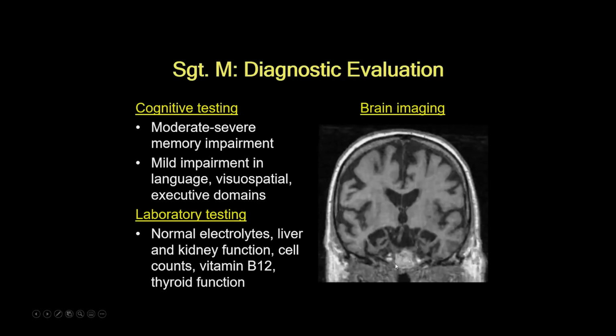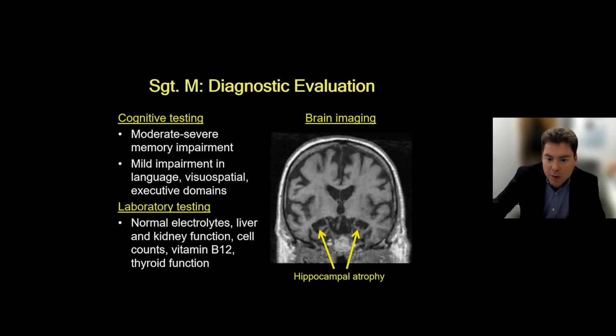In this case, we got an MRI. And the most notable feature here is atrophy or loss of tissue in this brain structure called the hippocampus. So the hippocampus isn't quite part of the cortex, but it's close to the cortex. And this is a structure that is very, very important for retaining and making new memories.